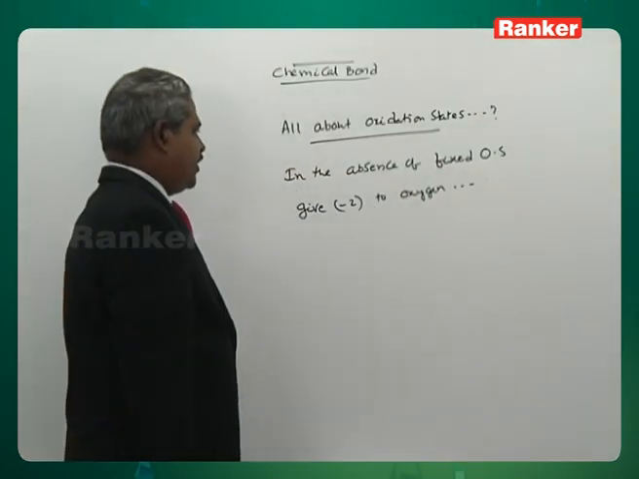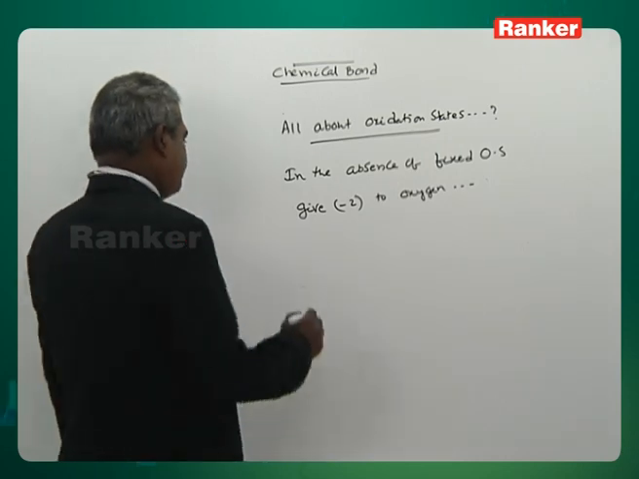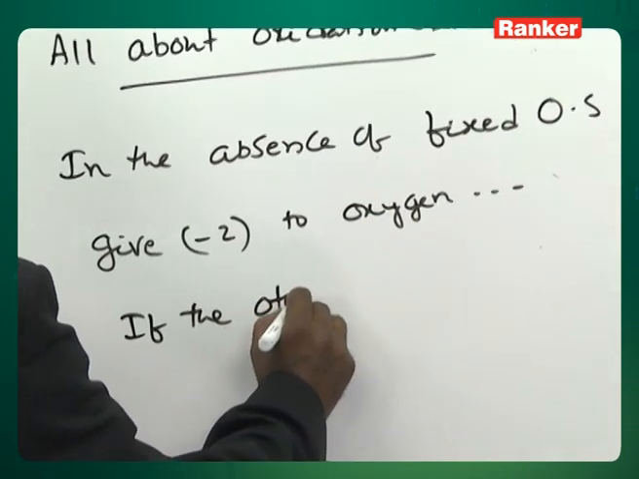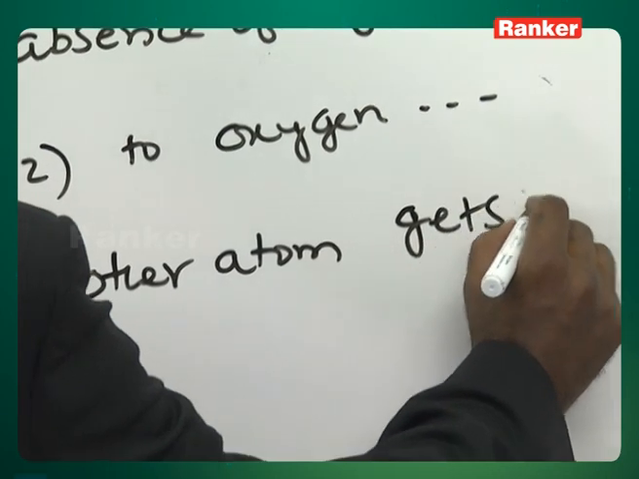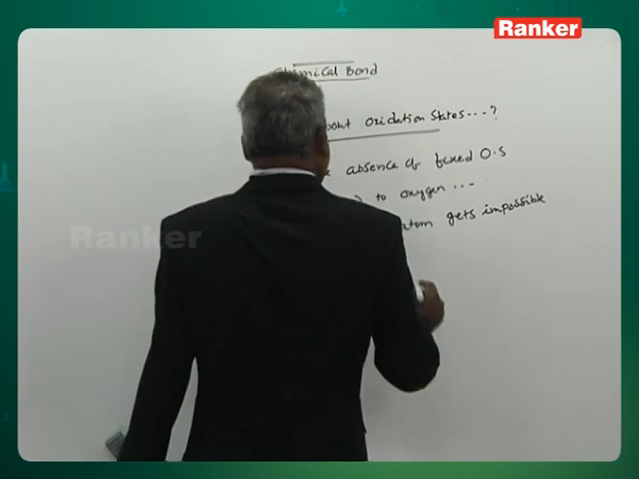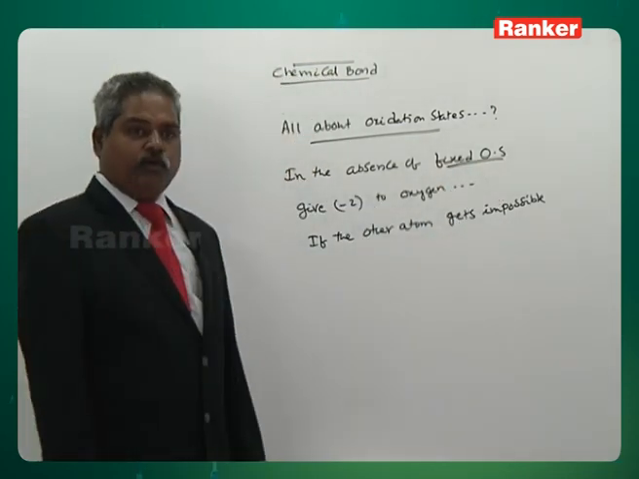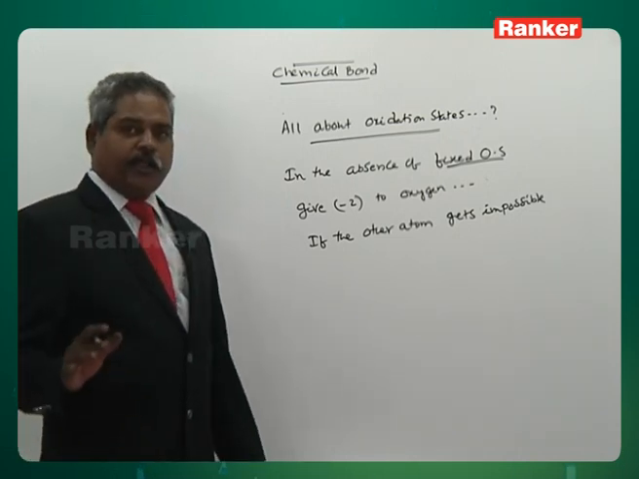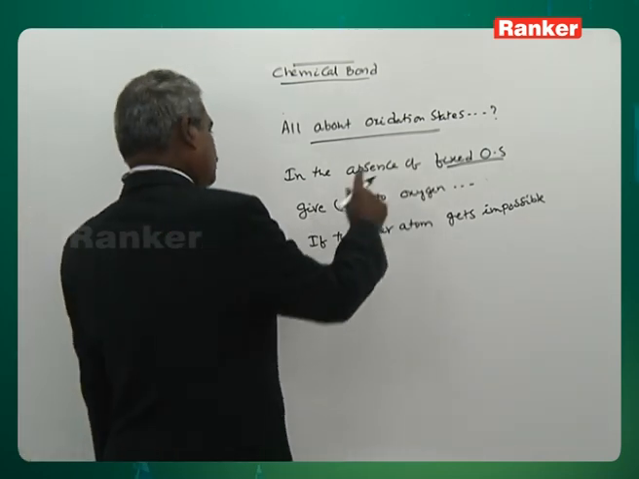In the absence of fixed oxidation state, give minus 2 to oxygen. When there is no fixed element, what do I mean by that? No 1A, no 2A, no fluorine. When they are there, there is nothing for you to worry about. They will decide the others. So, in the absence of fixed oxidation state, you give minus 2 to oxygen.